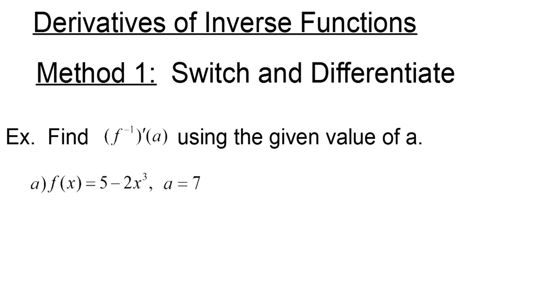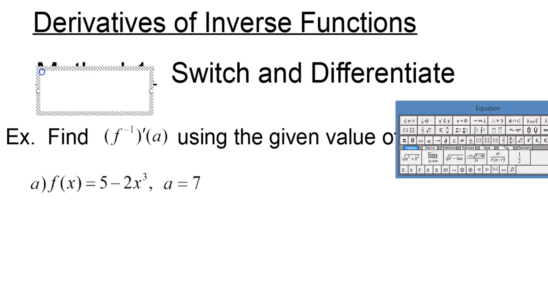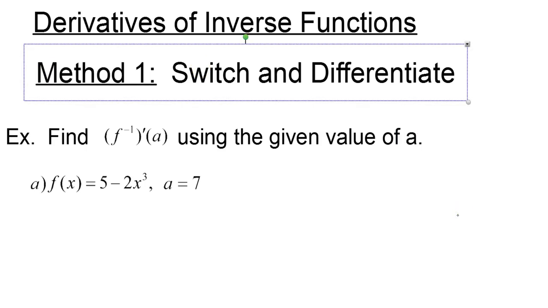All right? Well, in this method 1, I'm going to use the old switch and differentiate idea. Now, we know that the inverse of a function is simply when you switch the letter x with the letter y, right? So this equation here is the inverse of my original function. Agreed? Now, I could differentiate this right now using implicit differentiation, but I think it's going to be pretty easy for me to get y alone. So I'm going to get y alone now.